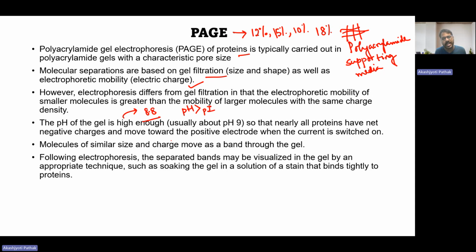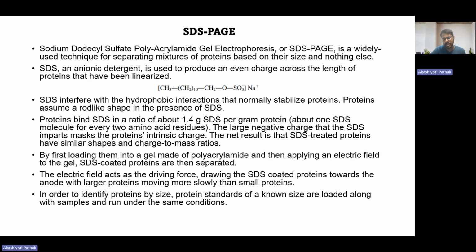Now molecules of similar size and charge will move as a band through the gel. And following electrophoresis, the separated bands will be visualized in the gel by an appropriate technique, such as soaking the gel in a solution or stain that binds to the protein. So we will learn about these things. We will stain it in the case of SDS-PAGE. And if we want to do a blotting, then we can again soak the gel and then probe it using our antibodies. Now SDS-PAGE, what is SDS-PAGE?